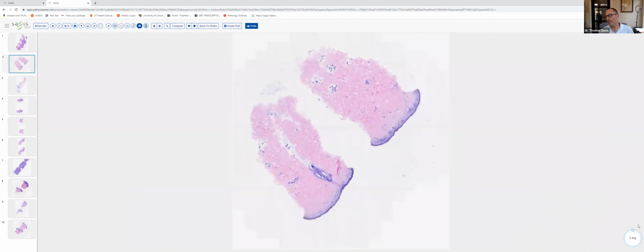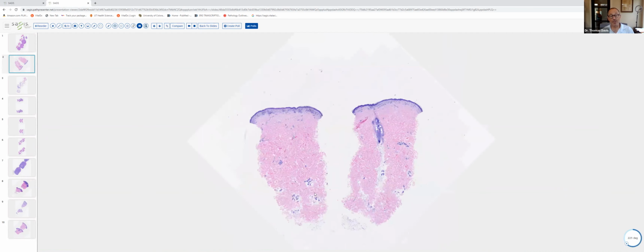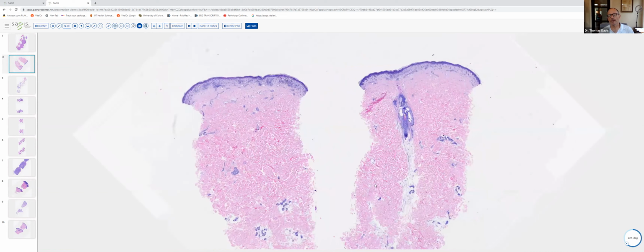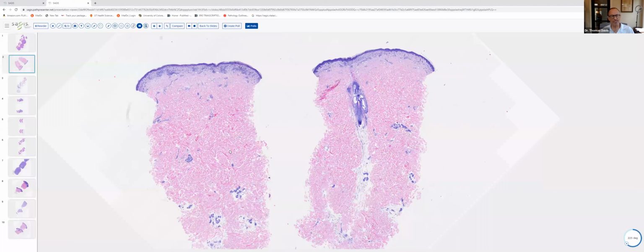And let's go ahead and move on to case number two. Case number two, the specimen is a bisected punch biopsy, with relatively thick dermis. And here's one terminal follicle with some sebaceous lobules, but not a high concentration of follicular and sebaceous elements here. And so this is very characteristic of trunk or proximal extremity.